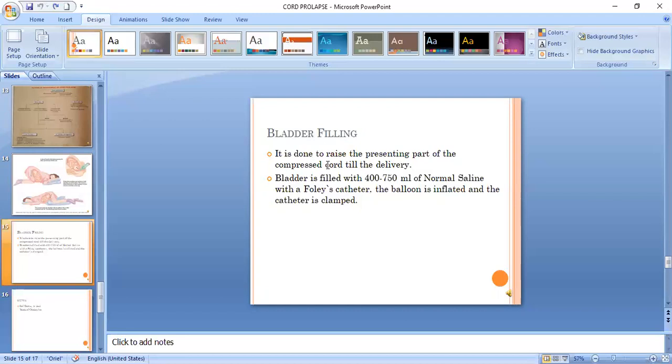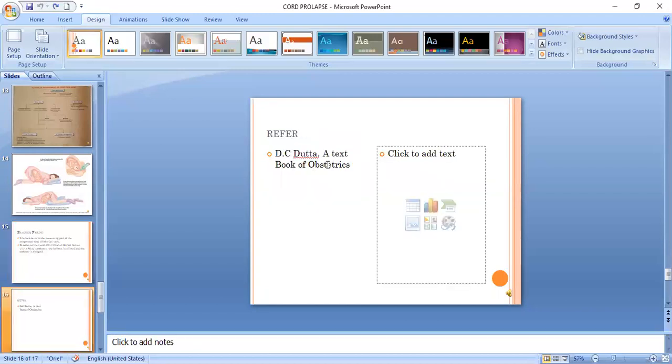I hope you got some idea about cord prolapse, and you can refer to DC Dutta, then the textbook of obstetrics, and even you can refer to the emergency care page.